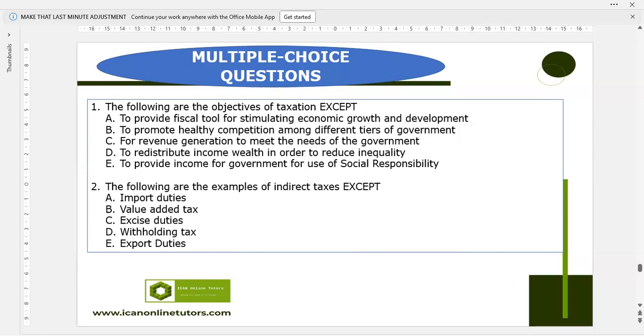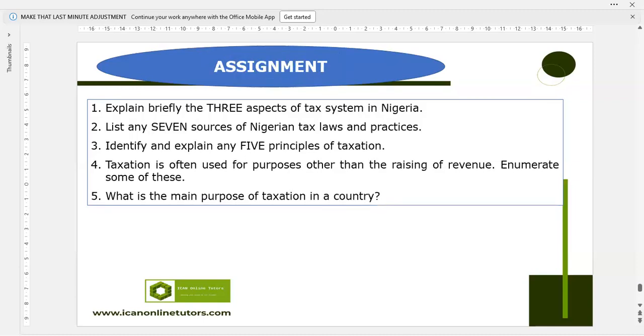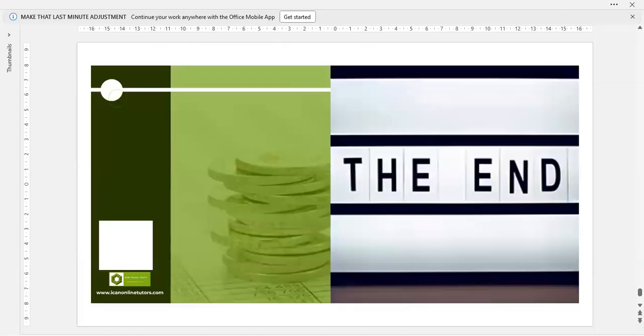Okay, so you have to practice the multiple choice questions and the short answer questions here, then this assignment. Practice the multiple choice questions and the short answer questions immediately after this class, then submit them to me. Just go to the platform and check for Abdelgeni Bamidele, that's my WhatsApp name. Send them to me and put your name when you are sending. For the assignments, you should submit them before the next class.